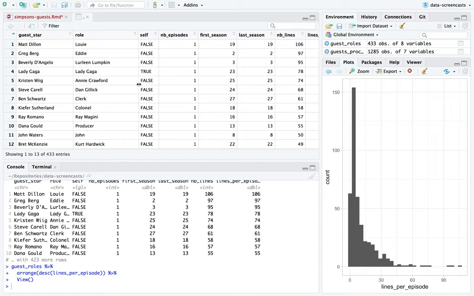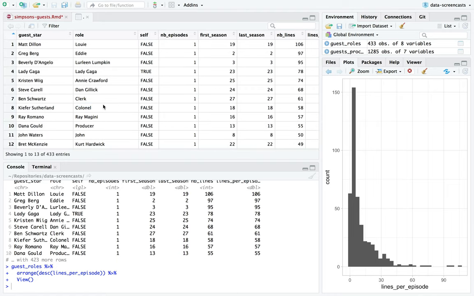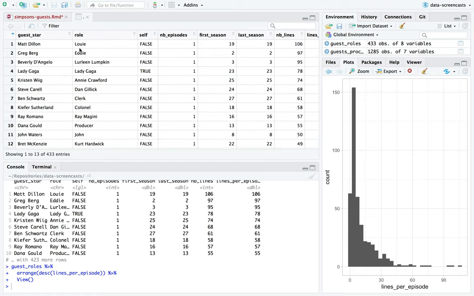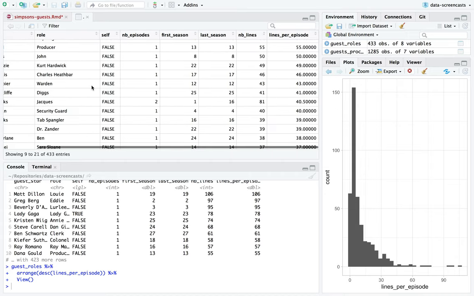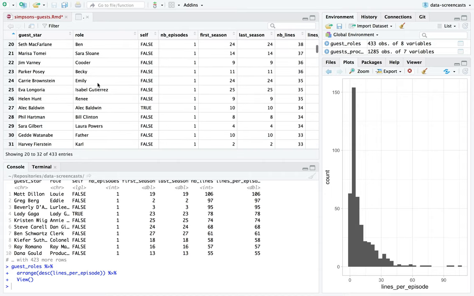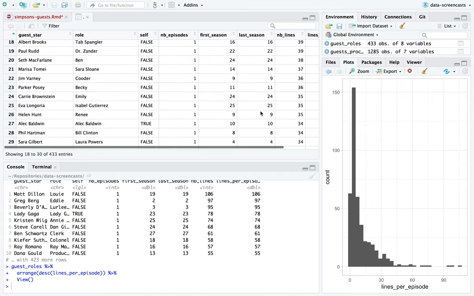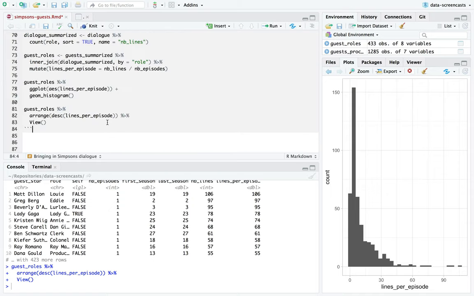I haven't watched The Simpsons in a while. So some of these, like Clerk, probably Colonel, but it's hard to be sure. Some of these might be vague and cover multiple episodes. Warden, probably the same. So not all of these are real. But still a lot of them look like they have on average 34 lines per episode, something like that. That seems kind of plausible. All right.